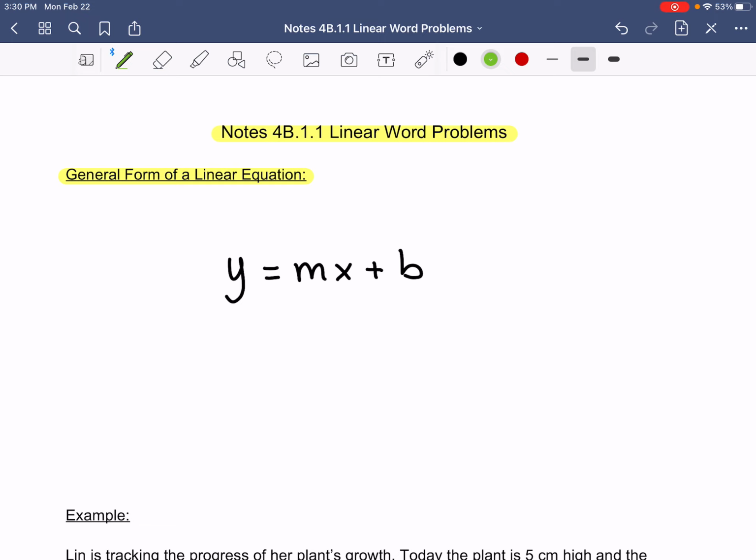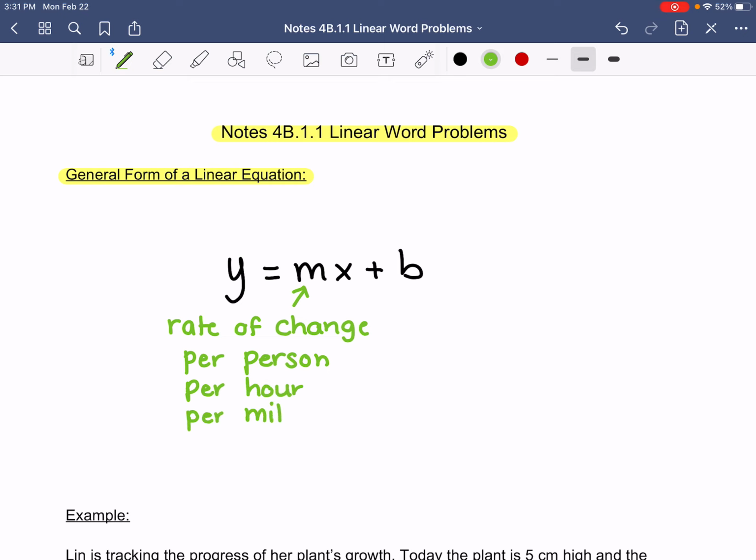For m, yesterday we talked about m as slope. We want to think about m as our rate of change. So when we're reading our word problems, we want to look for things like per person, per hour, per mile, whatever it might be. It's something that happens over and over.